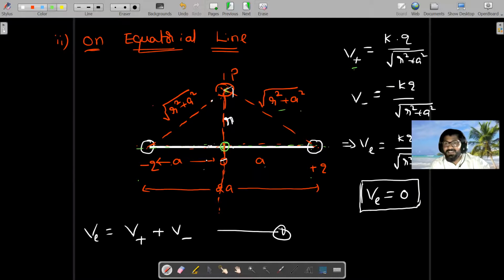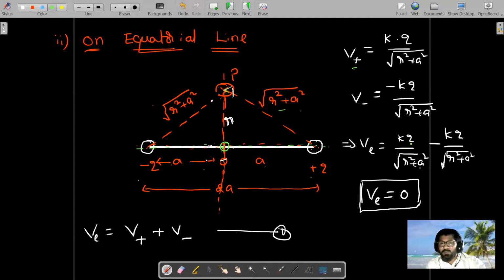If you see this, you can get the clarity. So KQ by square root of R square plus A square minus KQ by square root of R square plus A square. So that will give you 0. So we have obtained the potential to be 0 on the equatorial line. Is this clear, guys? Everyone, it is very simple, right?